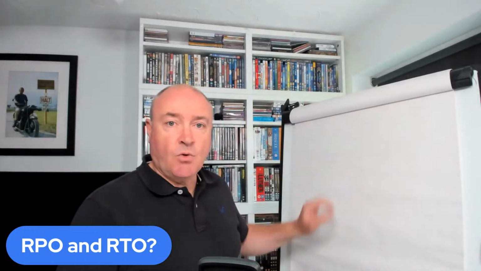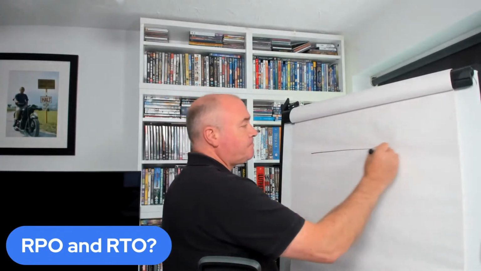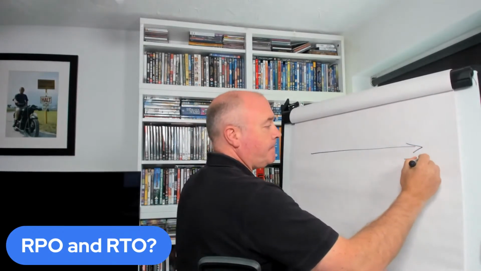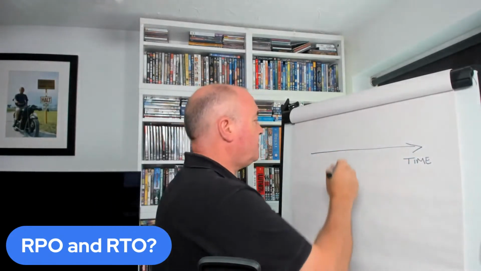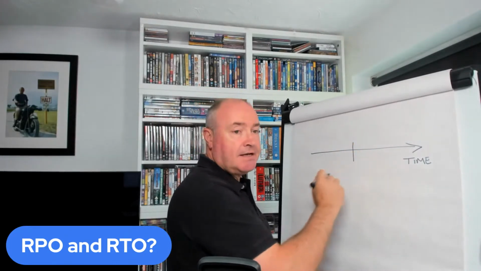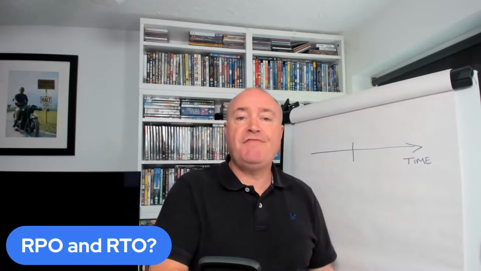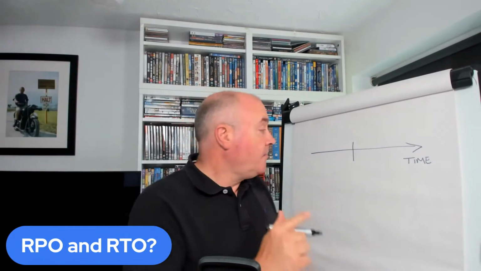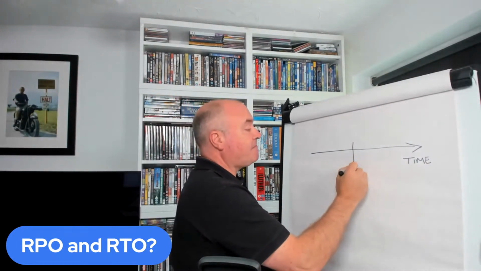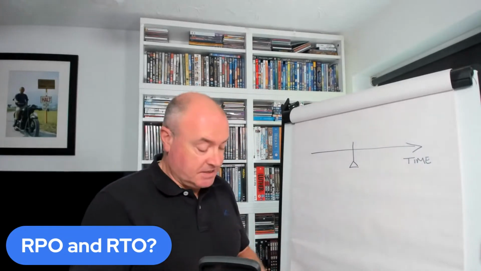And for that, we need to consider a thing called RPO and RTO. So RPO and RTO mean two different things. I'm going to go old school and use a whiteboard to explain this. So if we think of this line as being time, moving forwards, and we have an incident. So at this point in time, we have some kind of either a ransomware attack or a failure of our system, so our files get corrupted, or we have a hardware failure that causes a problem. So this is the point where we have this particular incident, whatever it is.